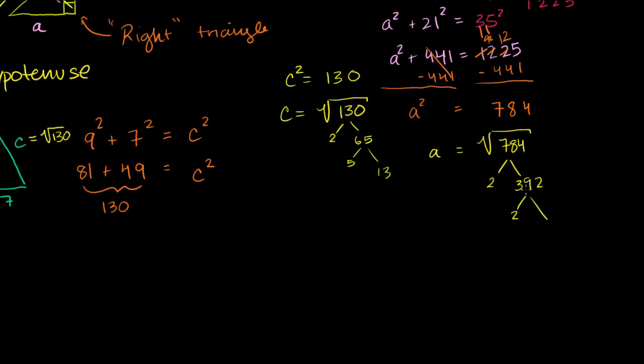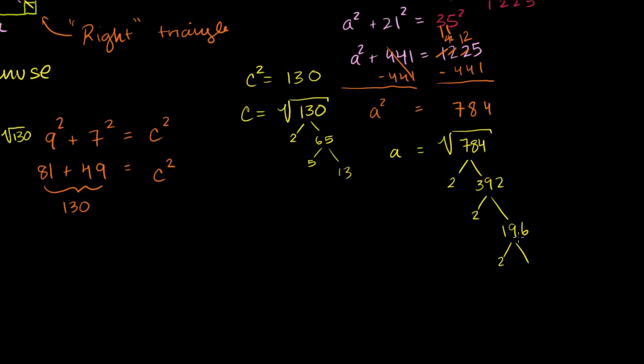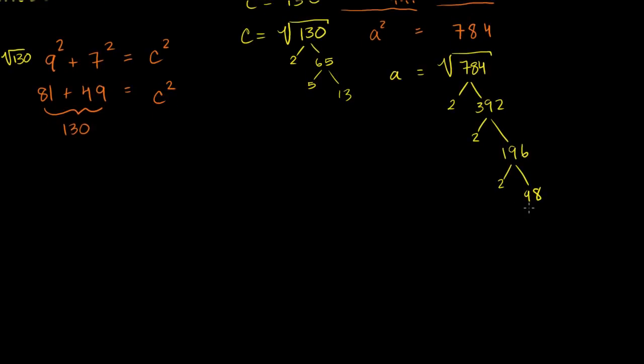This is 2 times 196. 196, that's right, right? 190 times 2 is, yeah, that's 2 times 196. 196 is 2 times 98. I want to make sure I don't make a careless mistake. 98 is 2 times 49. And of course, we know what that is. So notice we have 2 times 2 times 2 times 2. So this is 2 to the 4th power.